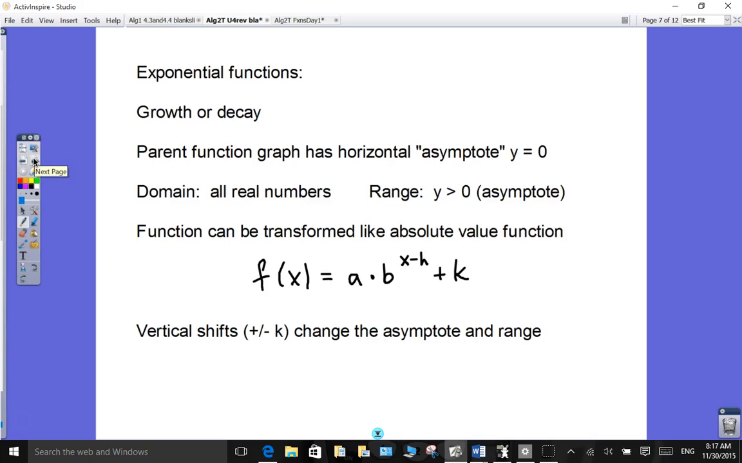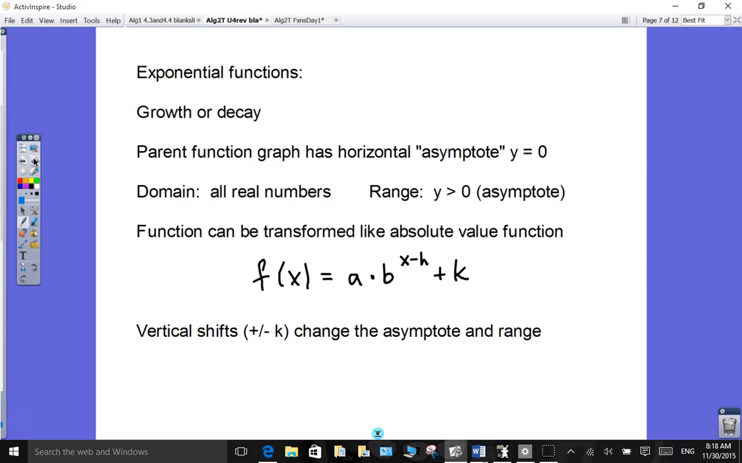Okay, exponential functions are either growth or decay. The parent function has an asymptote, which means a line on the graph. It's not the graph of the function, right? But it's a line on the background there that the graph of the function will approach without touching. It'll get infinitely close, but it'll never touch it. Right? It has that at y equals 0. The domain is all real numbers all the time, at least for the parent function. The range is y greater than 0. It's above the middle. It's greater than the asymptote.